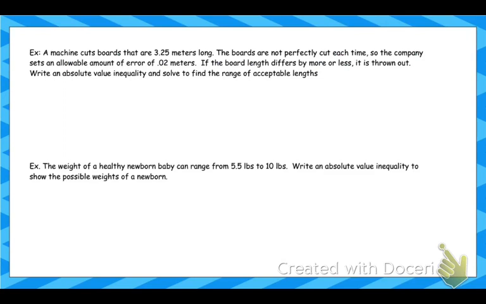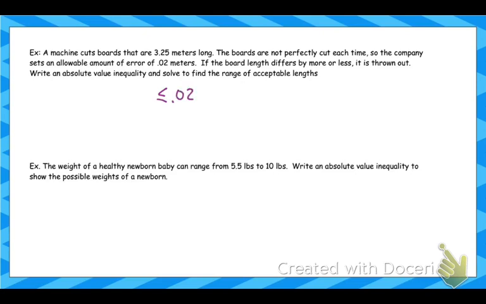All right, so the last thing we're going to look at is some word problems. It tells us in this first one, a machine cuts boards that are 3.25 meters long. They're not cut perfectly each time, so the company sets an allowable amount of error of 0.02 meters. So if the board length differs by more or less, it's thrown out. We're going to write an inequality that shows us the acceptable range of lengths. What we know is that the error has to be less than or equal to 0.02 meters.